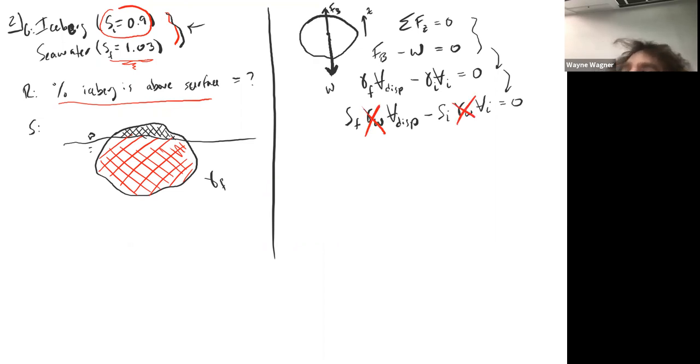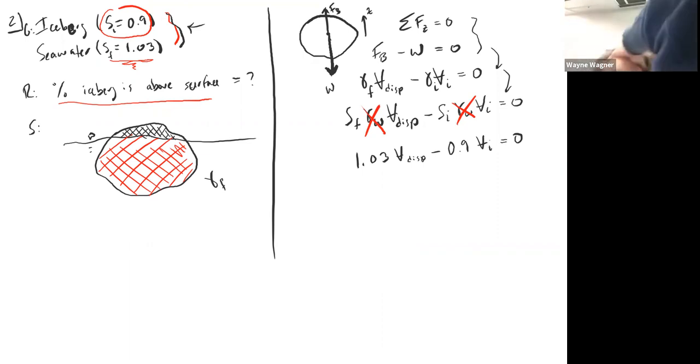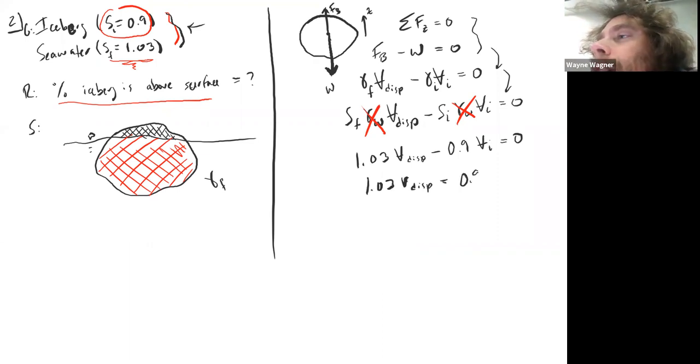And I can rewrite this, I could plug numbers in. Let's go ahead and do that. I think most of my students are more comfortable with some numbers. So 1.03, that's the specific gravity of the fluid, in this case seawater, times the volume displaced, minus SI, the specific gravity of the ice, times the volume of ice equals 0. What's interesting here is that we can't solve for the volume displaced, and we can't solve for the volume of ice. However, I can solve for a ratio. Volume displaced equals 0.9 times the volume of the ice.